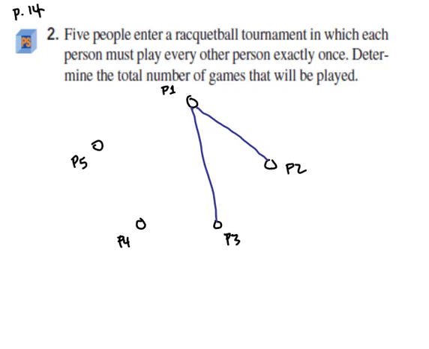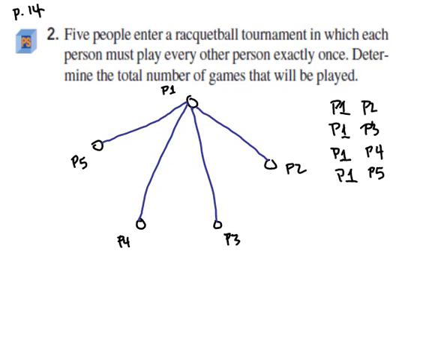We have another segment connecting players 1 and 3, another connecting players 1 and 4, and finally one connecting players 1 and 5. Now we can represent these 4 games using notation P1 and P2, P1 and P3, P1 and P4, P1 and P5, representing the 4 games that player 1 is going to play. Okay, so let's go on to player 2.